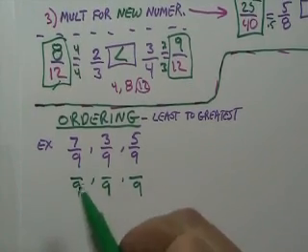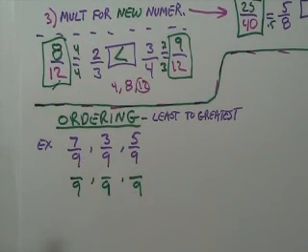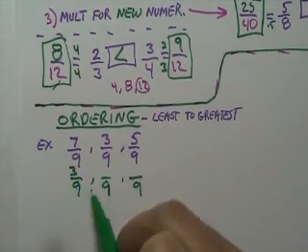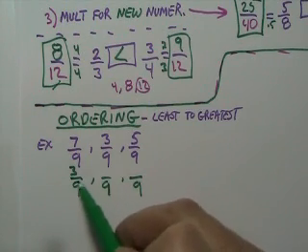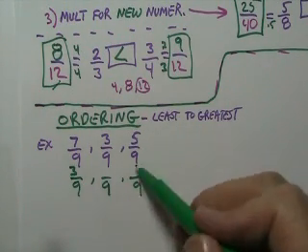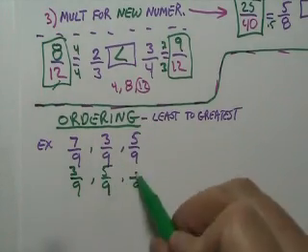Okay, and so which one's the smallest out of these? 7, 3, or 5? 3 is. So I will put that, that's the smallest. Okay, and then the next biggest would be 5. 5 ninths. And the next largest would be 7.